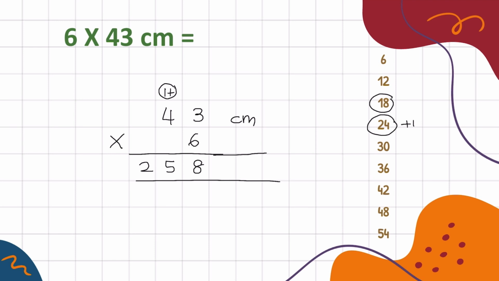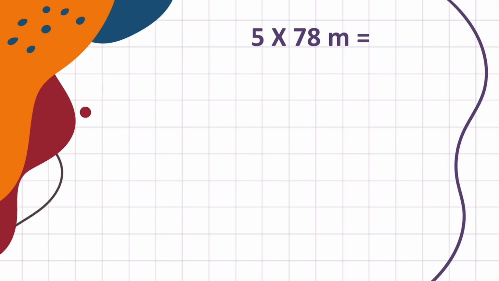We are not done yet because we need to bring down the unit of length, which is cm, centimeter. So 6 times 43 centimeter is equal to 258 centimeter.